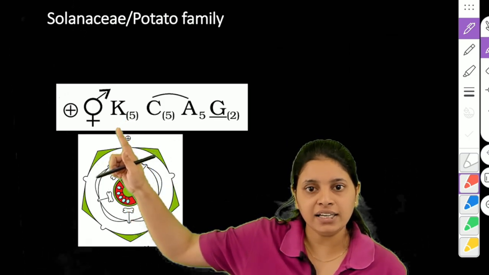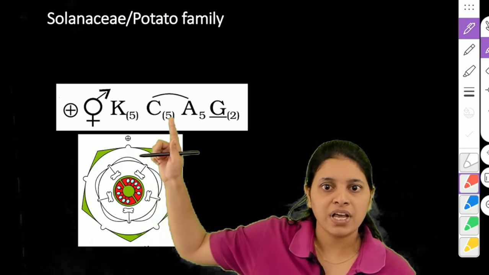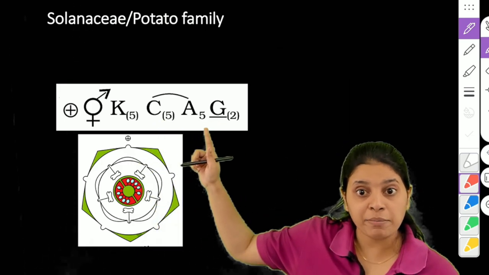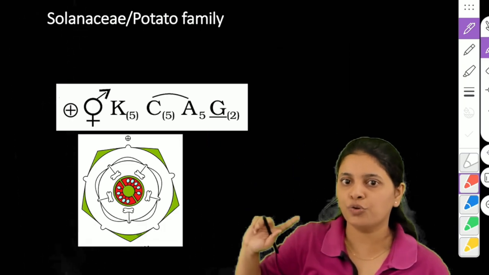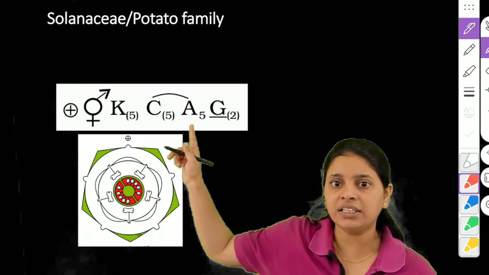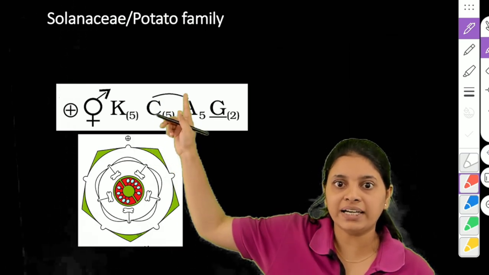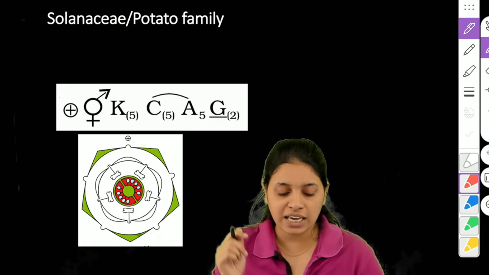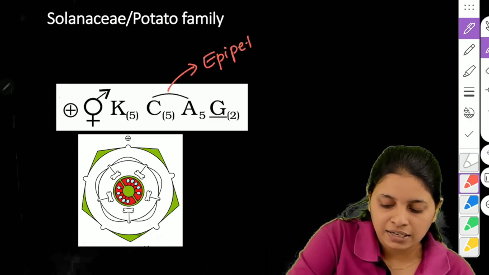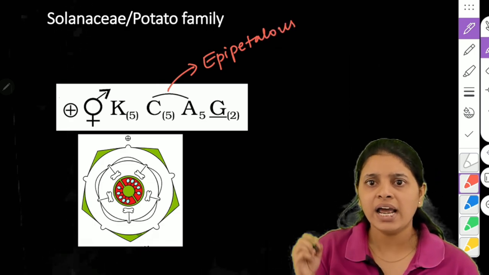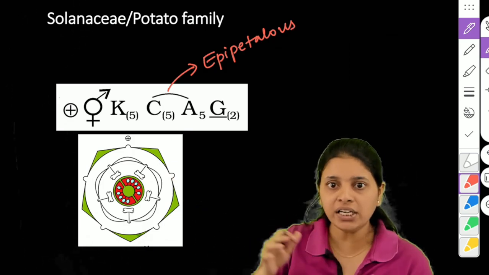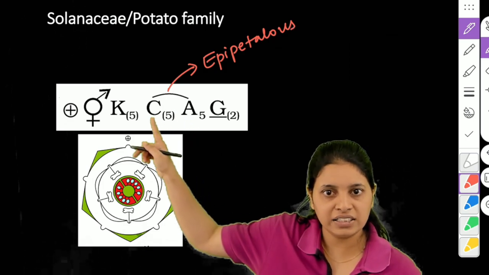Next, calyx, there are 5 sepals which are fused. Corolla, there are 5 petals which are fused. Androecium, there are 5 stamens, but they are free, hence there is no bracket, right? But we can see there is a line, there is an arc which is joining the androecium and corolla, right? That means there is adhesion, there is epipetalous condition. What is this? Epipetalous condition, showing the union or joining of the stamens and the petals.